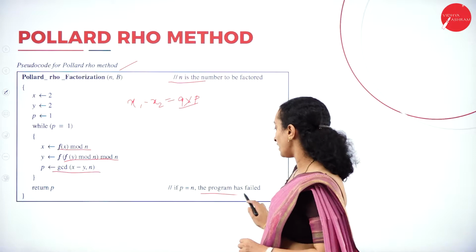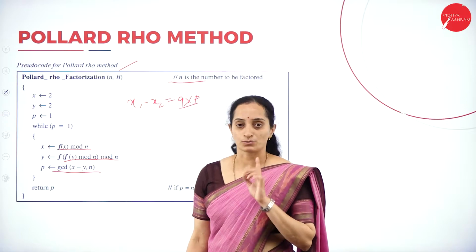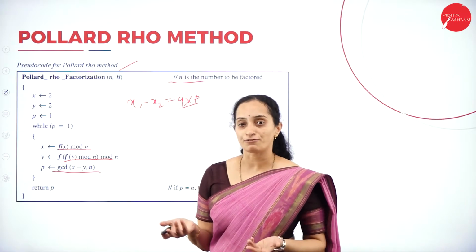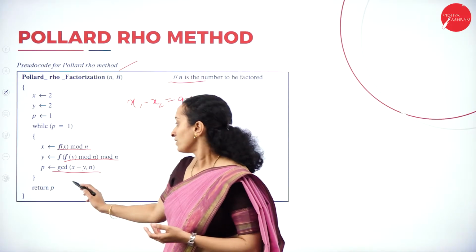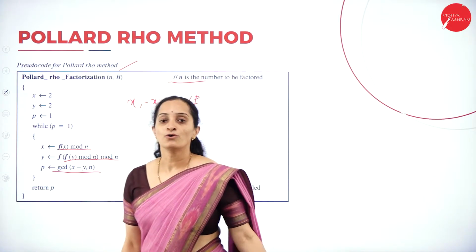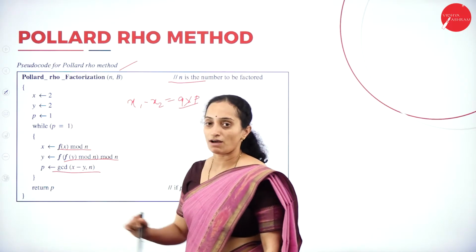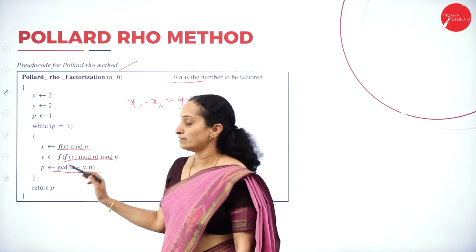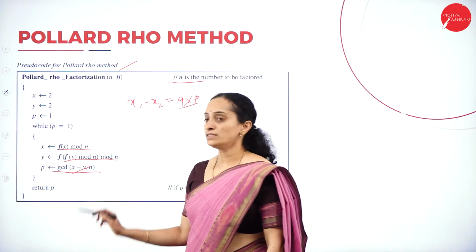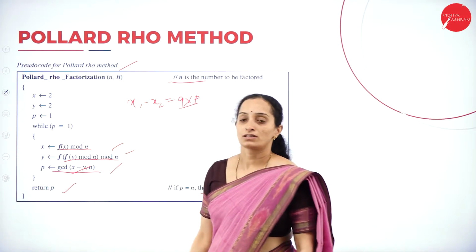If p is equal to n, the program has failed. That means n is the prime value, that is 1. You cannot find a factor for 1, isn't it? So 1 doesn't have any factorization, 1 and 0. So there is no factor that can be written for the value 1 when p becomes equal to n, because p is assigned the value 1. So if n is equal to 1, there are no factors to be defined. Otherwise, you can calculate the factors using these expressions and you can return p.